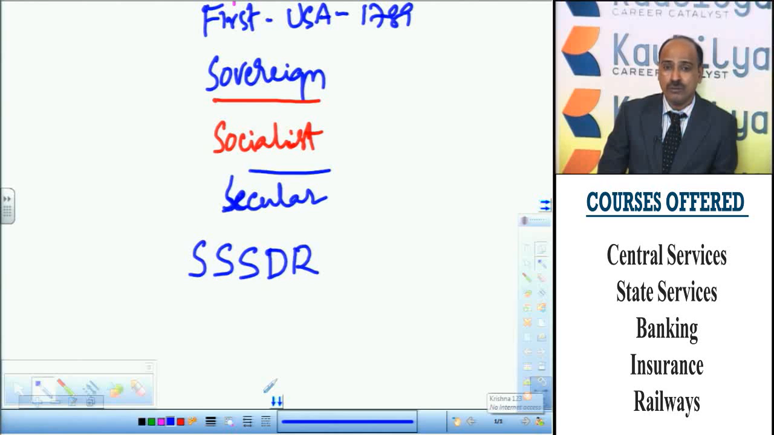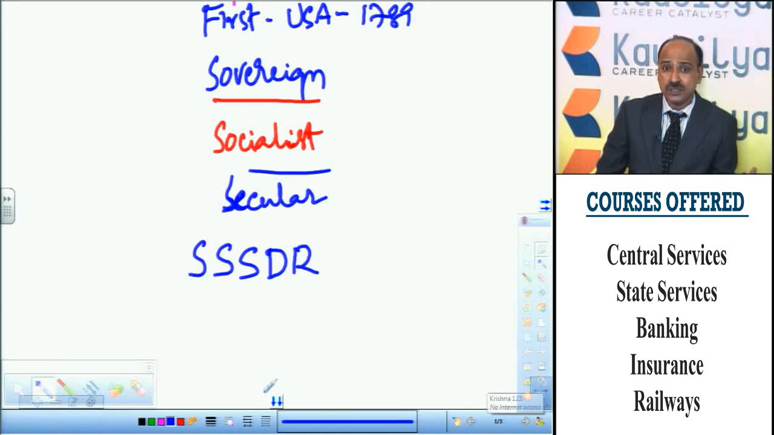We follow different countries' concepts. Our constitution is borrowed from so many countries in the world. Our own creations are less. We borrowed so many concepts from different countries because we want to get all facilities at the same time. Wherever good qualities are available, those concepts we borrowed. For example, the parliamentary system of government we borrowed from Britain. Fundamental rights we borrowed from America. Directive principles of state policy we borrowed from Ireland.